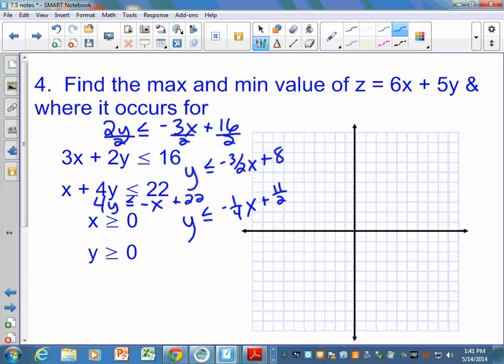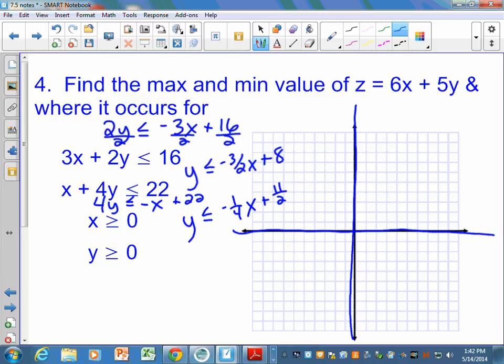If you ever do a story problem, they don't usually give you these constraints, but you can't mow a negative amount of yards. You can't sell a negative amount of shirts. Those are the implied constraints when you're doing a story problem, because usually you can't have negative values. So usually you're restricted to the first quadrant, because x and y greater than or equal to 0 means you're right up here.